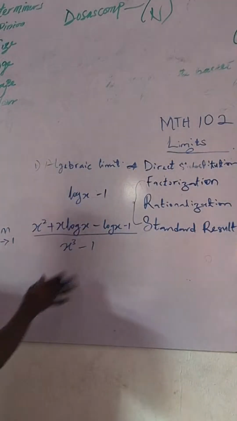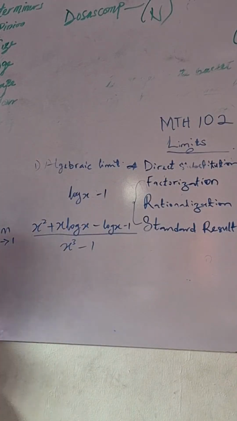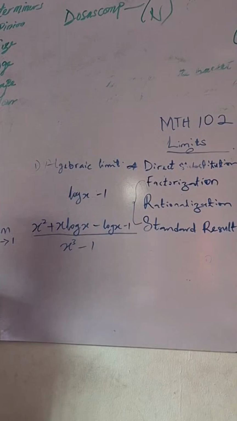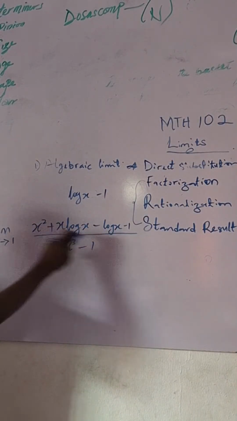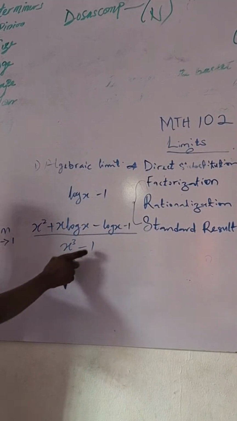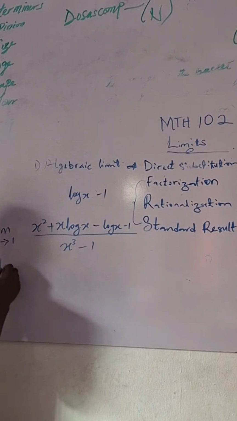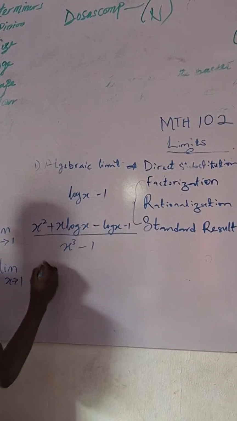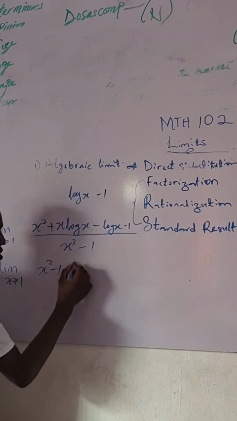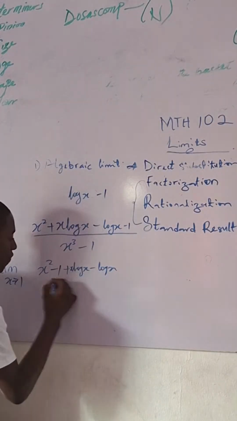So now, you need to rearrange it for you to see. What am I saying? I'm saying this x squared minus 1, you should be able to have something here, that is difference of two squares. So now, this should be the limit of x approaching 1. But if I flip this one here, it should be x squared minus 1 plus x log x minus log x over x cubed.